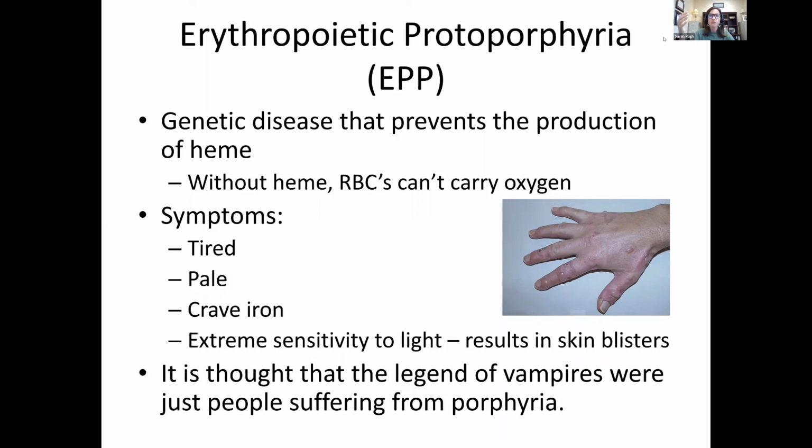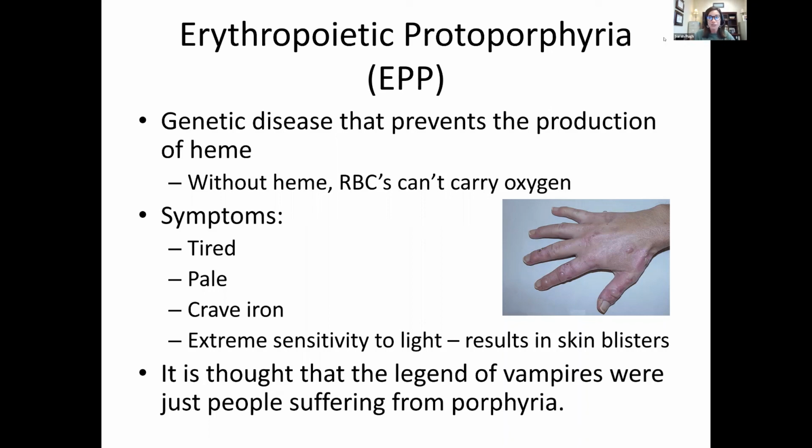So the symptoms of this protoporphyria are you're really tired. So you might sleep all day. Your skin will be very pale in color. So I want you to think about the rosy undertone that you see in your skin has a lot to do with the heme, that red heme from hemoglobin. The red lips, your nail beds, any flush to your face, that red color is from heme in hemoglobin. So if you don't have heme, you're going to be really pale, and you are going to crave iron.